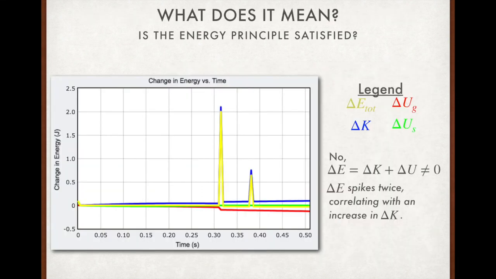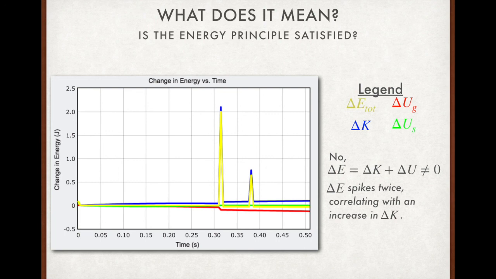What does it mean? Is the energy principle satisfied? No, the change in total system energy is not equal to zero, as you can see by the two spikes in total energy on the change in energy versus time graph.